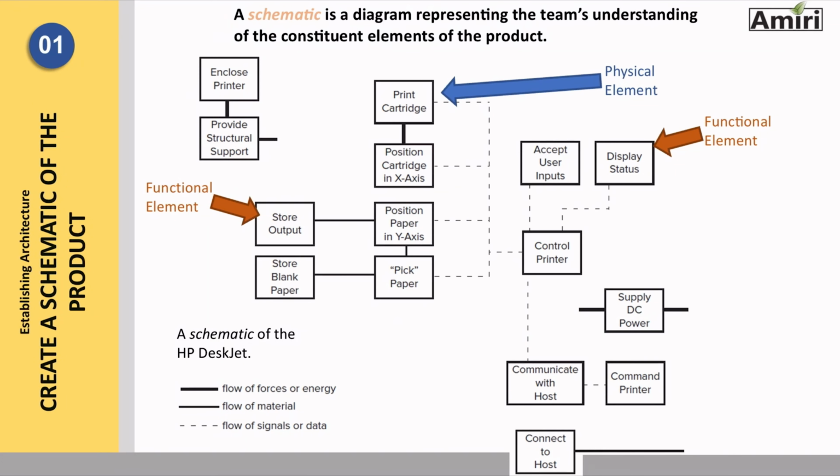These are the functional elements of the product that have not yet been reduced to physical concepts or components. For example, display status is a functional element required for the printer, but the team hasn't designed or decided what that means and what it's going to be done. So this is the difference between a schematic and a function diagram. In a function diagram, everything you see there is a function. Now, some of those have been kind of designed or reduced to physical concepts in this schematic diagram.